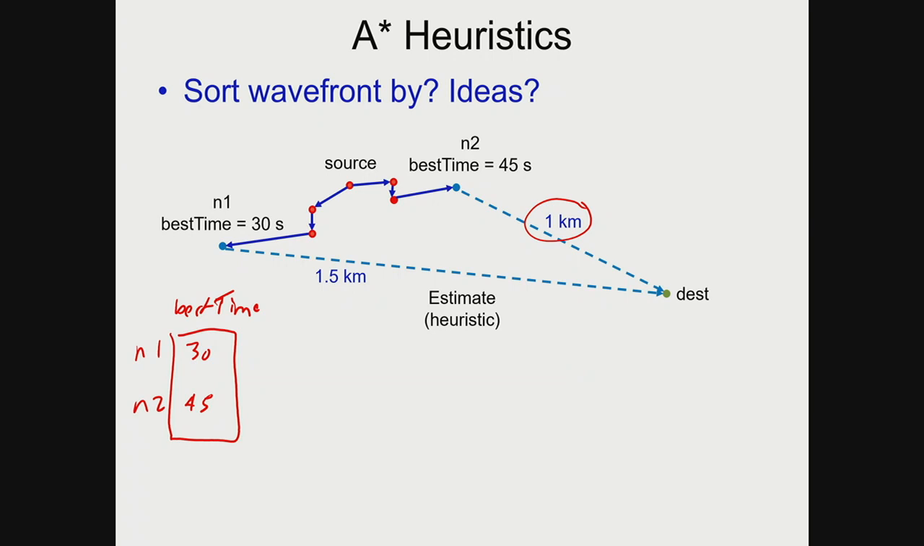So you're going to say, okay, let's not sort on this best time. Let's sort on distance to dest, in which case N2 is actually going to wind up at the top and N1 at the bottom of my priority queue. Because basically N2 has 1 kilometer and N1 is 1.5 kilometers. Is that correct? Yes. So it's a reasonable answer.